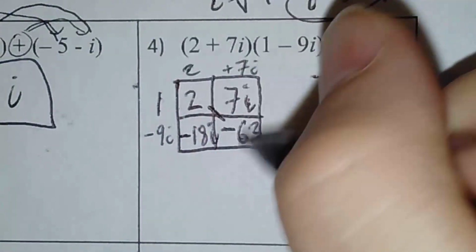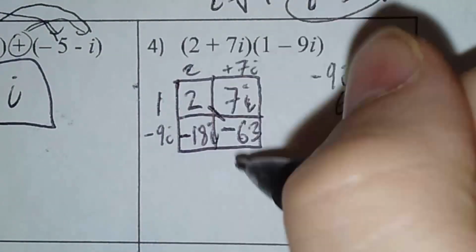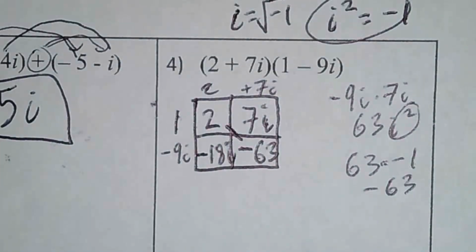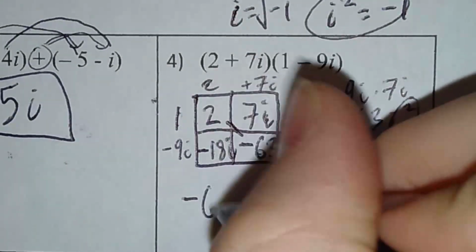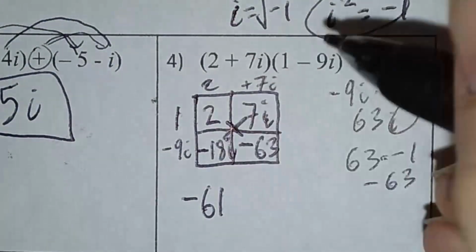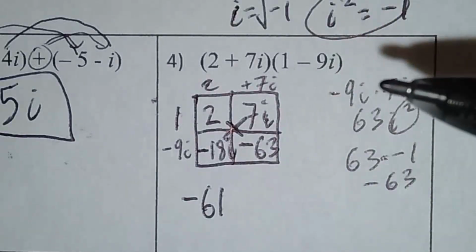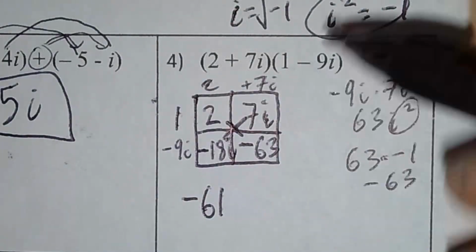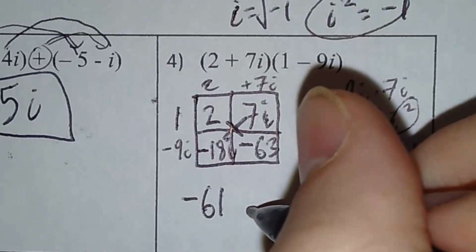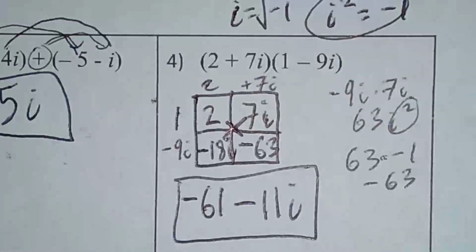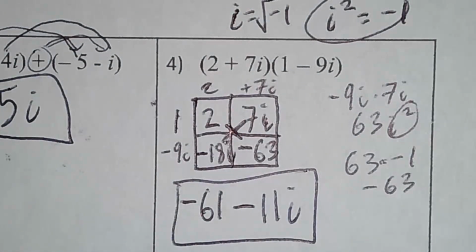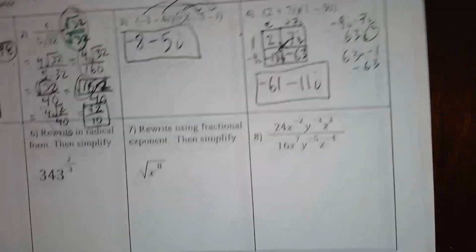So now combining the like terms, I'm going to get 2 minus 63 is, well, my brain's a little slow. Let me just go ahead and use a calculator. 2 minus 63, the answer is -61. And then combining the -18i and 7i, -18 plus 7 is -11. We get -11i. So that is the answer for number 4.